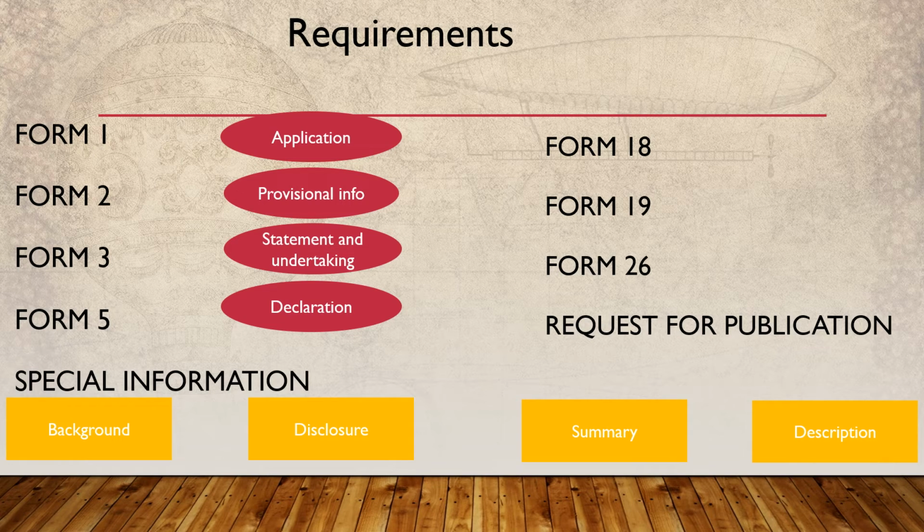What are the requirements for filing a patent? You need to fill form number 1, 2, 3, and 26. These are the main 4 forms. Besides that, there is form number 5, 18, and 19 as well that need to be kept in mind.